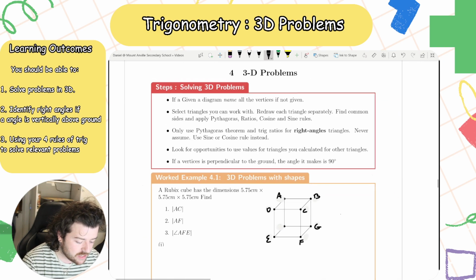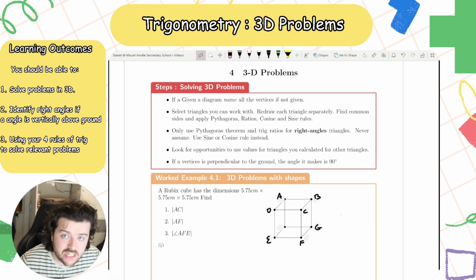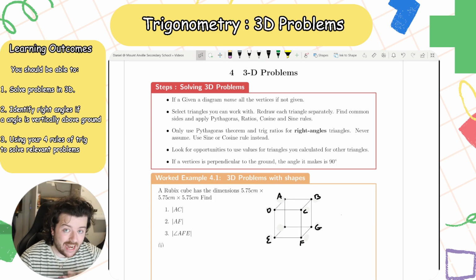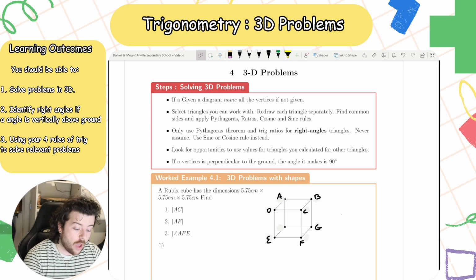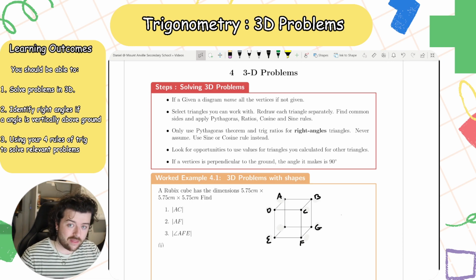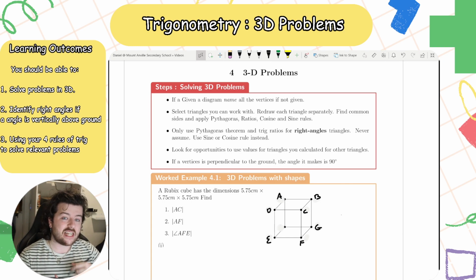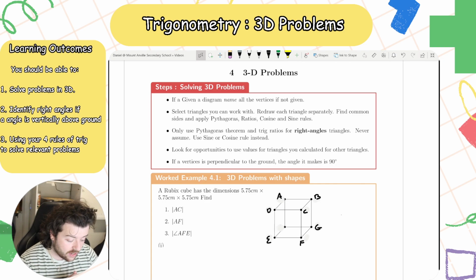So, tips for solving 3D problems. If we're given a diagram, make sure we name and label all the vertices, like vertices is the name for points or corners of a shape. We also have to decipher triangles that we can work with. So it's very handy if you use different colors. We're going to be doing a lot of sketching of triangles.